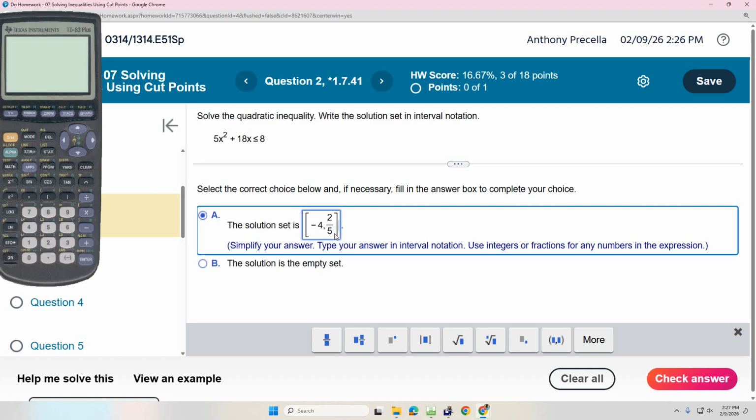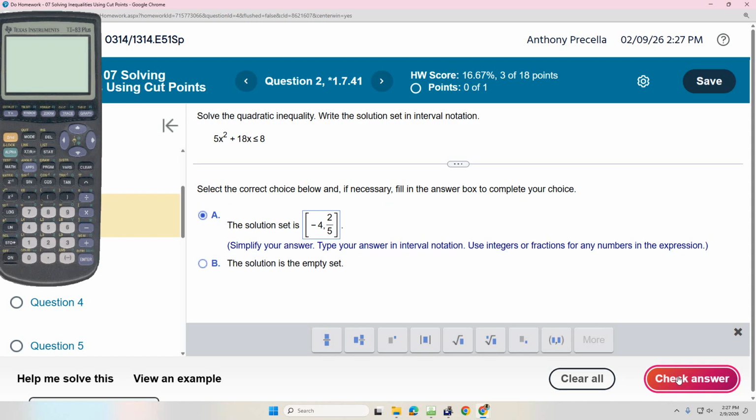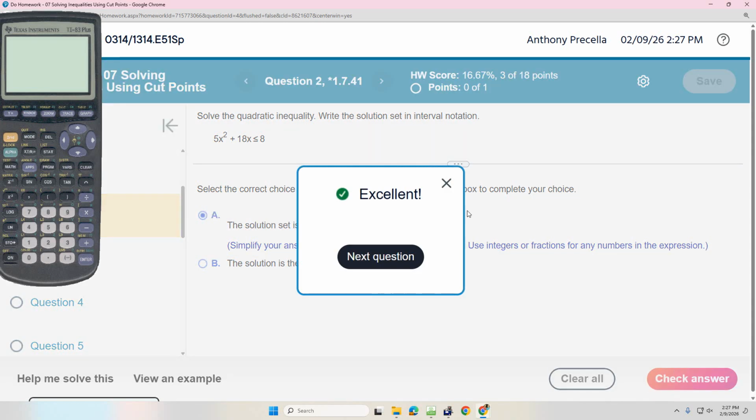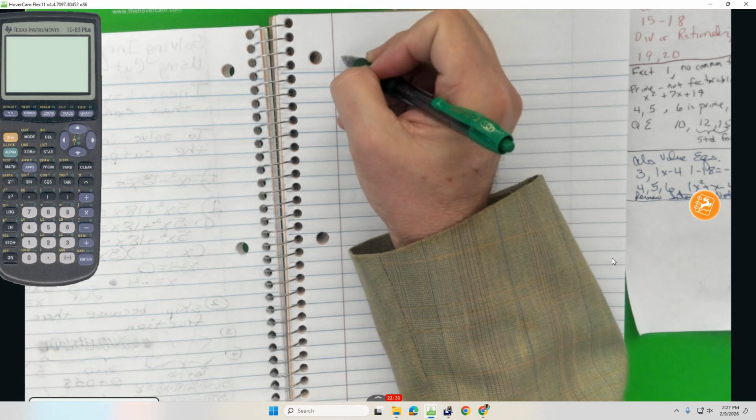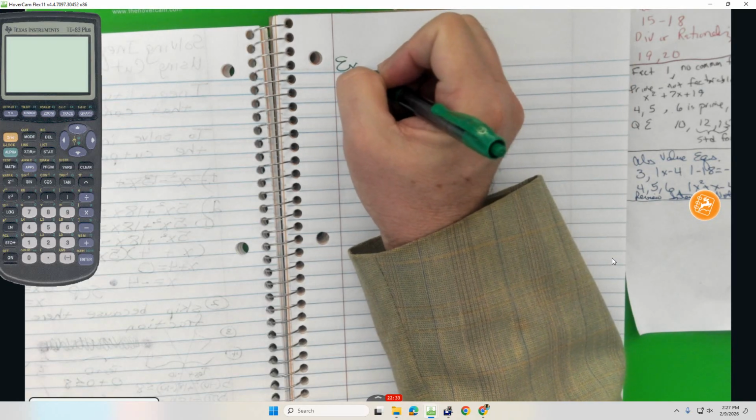Then I have an example that I've made up that I want to do. This is not number 2, it's just an example. I'm going to label it EX, for example.